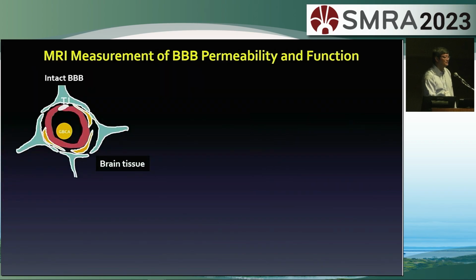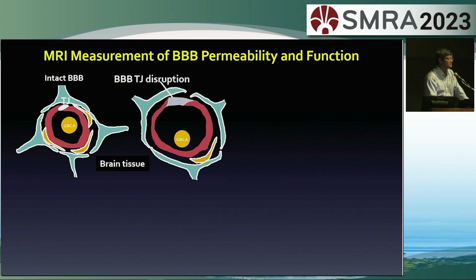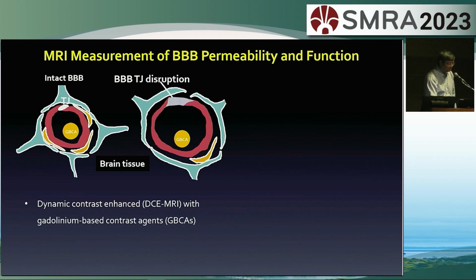For MRI, there are common ways to measure BBB permeability and function. One, of course, is with gadolinium contrast agent. Under normal conditions, the transendothelial permeability is very low. Only gadolinium can leak out with disrupted tight junctions.